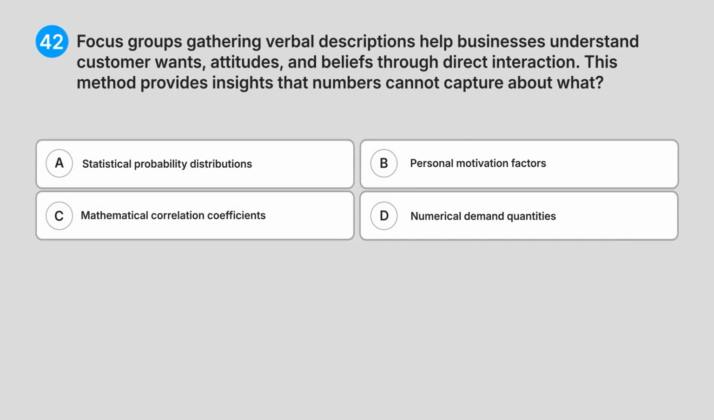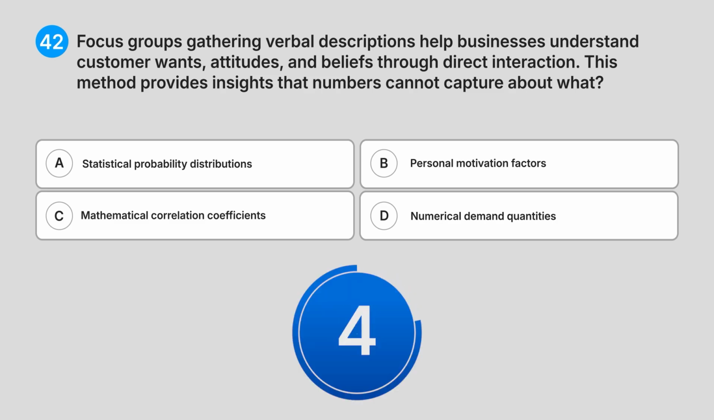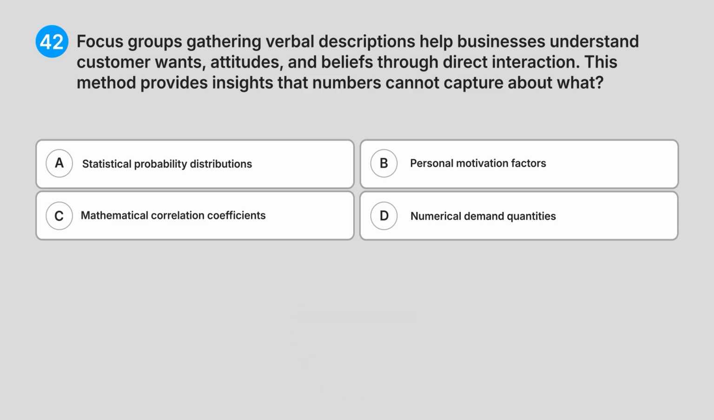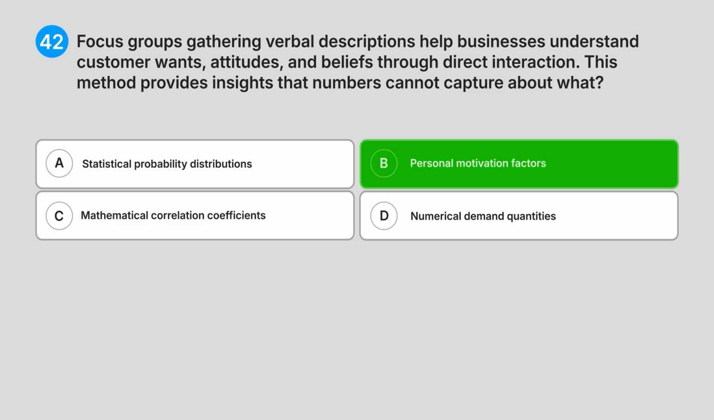42. Focus groups gathering verbal descriptions help businesses understand customer wants, attitudes, and beliefs through direct interaction. This method provides insights that numbers cannot capture about what? A. Statistical probability distributions. B. Personal motivation factors. C. Mathematical correlation coefficients. D. Numerical demand quantities. Do you know the answer? Correct answer, B. Personal motivation factors.